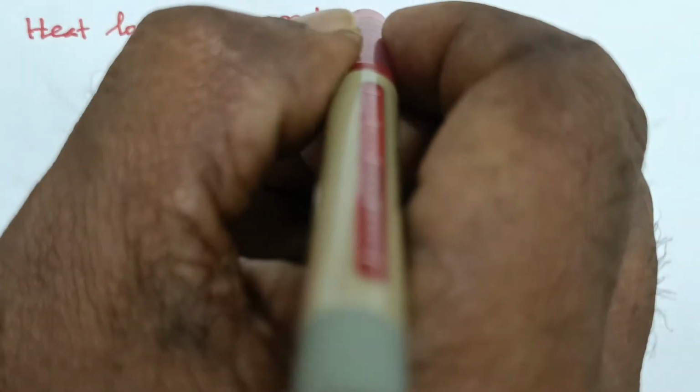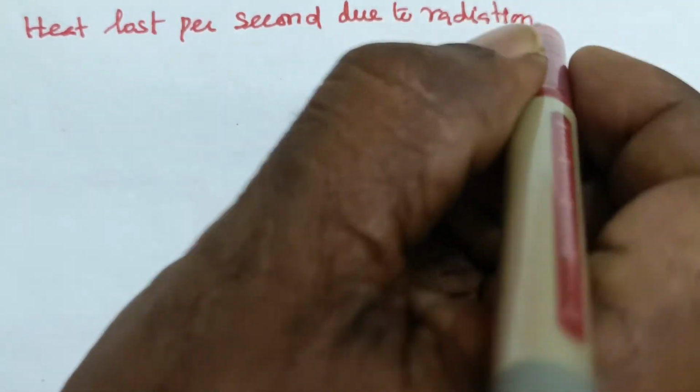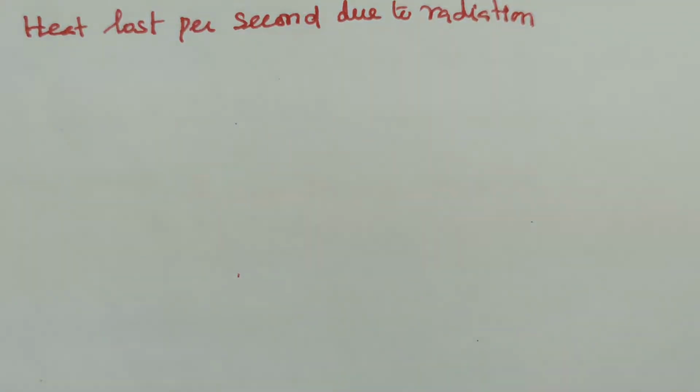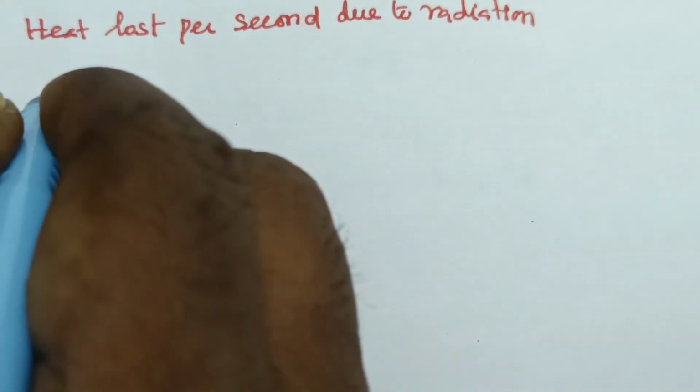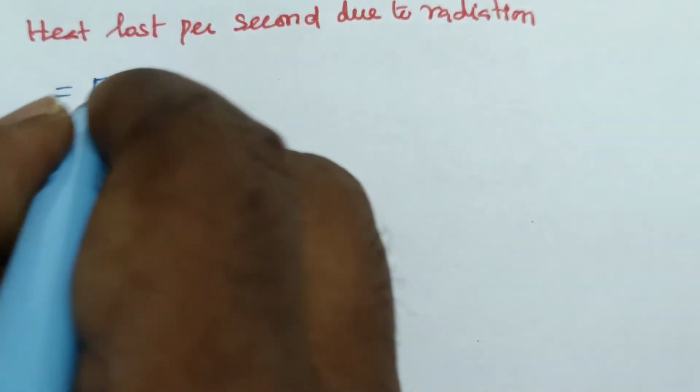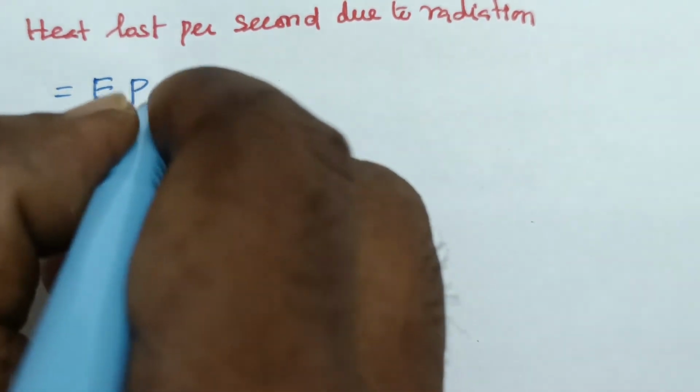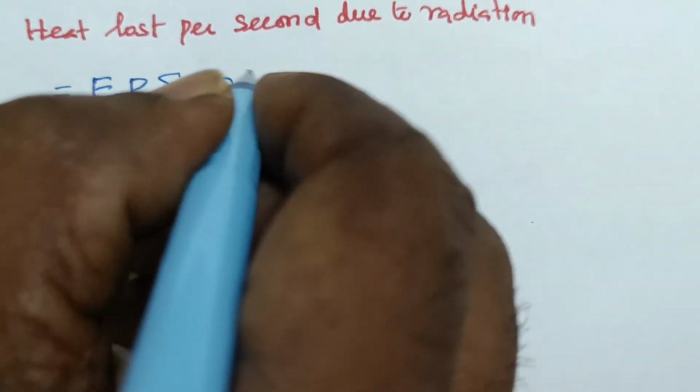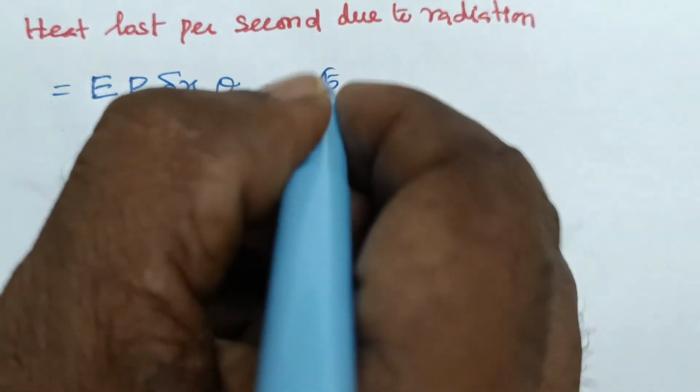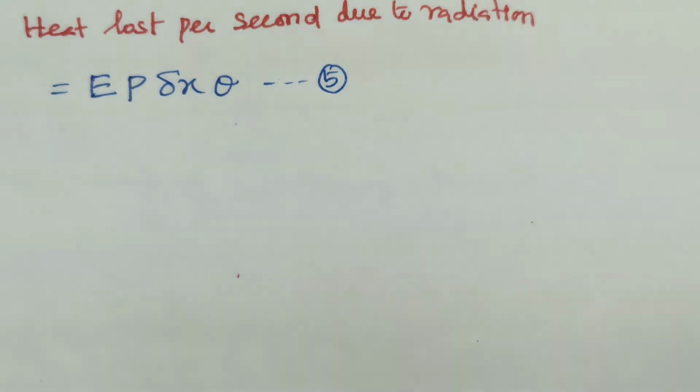Heat lost per second due to radiation, that is E P del x theta. This is equation number 5.